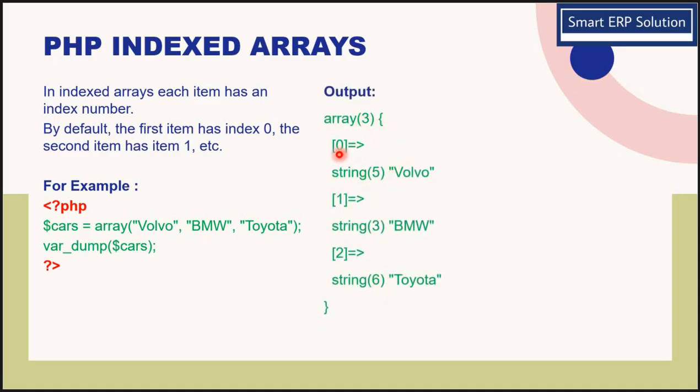Here you can see the output. For the 0 position, the value will be Volvo. For the 1 position, the value will be BMW. And for the 2 position, the value will be Toyota.